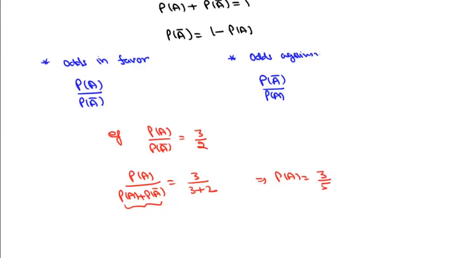And the same way, suppose we are given P(A') upon P(A), and it is 2 by 7. Now again we can use componendo dividendo.